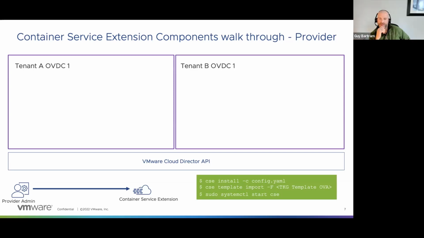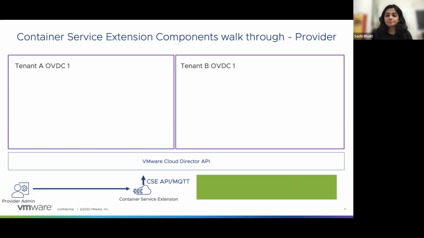Okay, makes sense. Once you have done that, CSE is going to communicate with the Cloud Director API using MQTT. We are not using AMQP anymore, so we don't need to install any additional RabbitMQ or appliance. And we got rid of that a few versions ago, didn't we? Yes, we did.